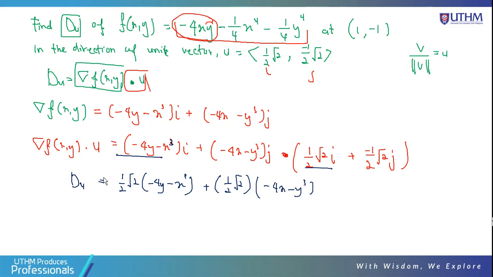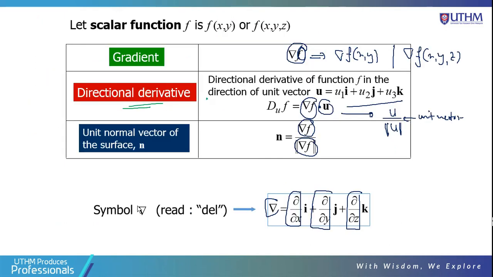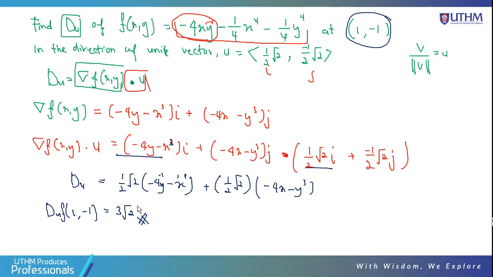directional derivative. Okay, so the question asks at (1, negative 1), so you have to substitute Du at (1, negative 1). So you substitute x with 1, y with negative 1. So you complete all the answers. So my answer is 3 over root 2. Okay, this is the way how you can solve for the directional derivative. Okay, the last one we need to complete is the unit normal vector. How can we solve for the unit normal vector?